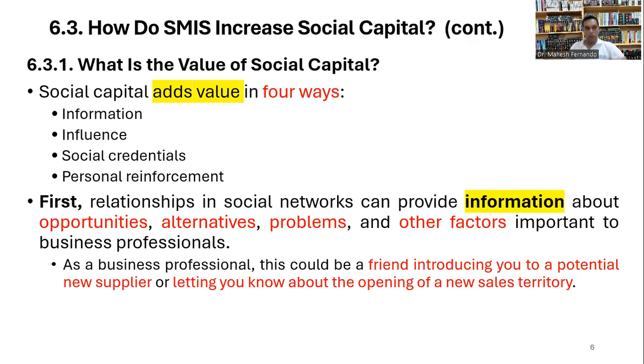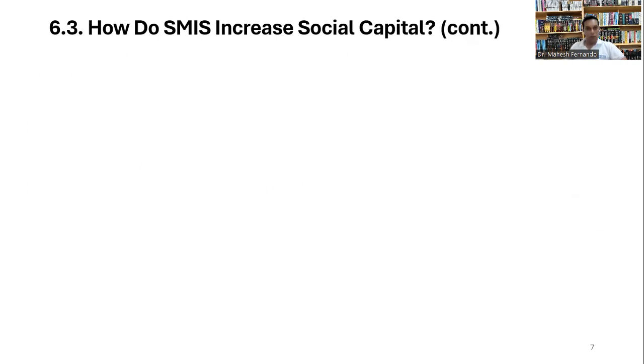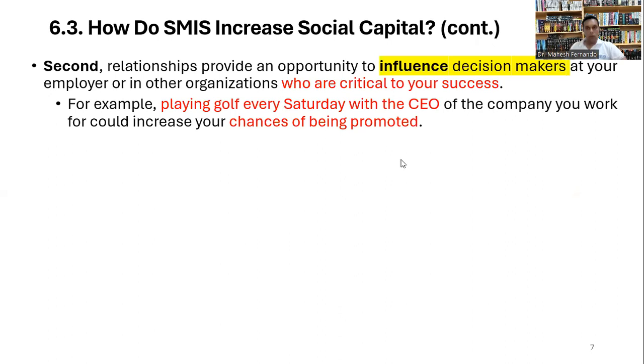And about influence, you can think about influencing a decision maker at your employer or in the organization who is critical to your success. Relationships provide an opportunity to influence decision makers, which is the second type of value that you can add to social capital. This is a kind of example in real life.